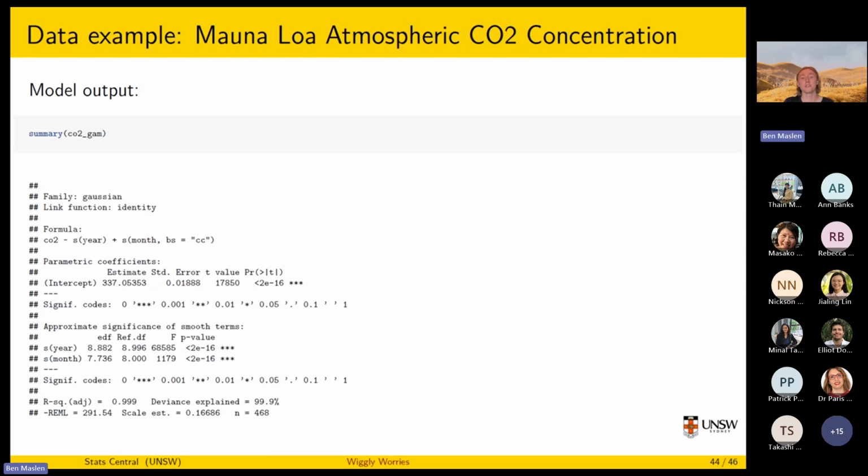And we can have a look at the model output. And you can see now we have a year and a month term in our smooth part here in our summary output. Okay. And yeah, there's evidence to suggest there is a year effect, and there's evidence to suggest that there is a month effect.